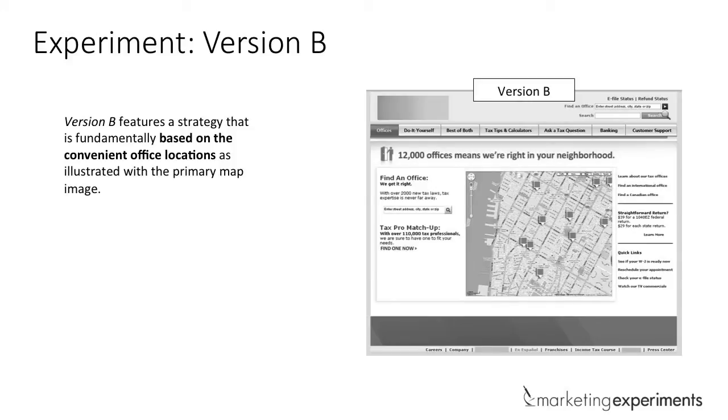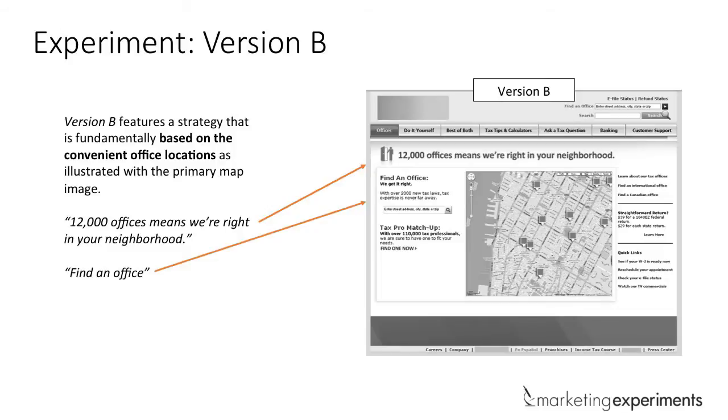Version B shifts the strategy completely from focusing on expertise to focusing on the convenience of office locations. Remember, we're trying to drive people from online to offline. So what's going to motivate them more? Is it going to be the expertise that draws them to us, or is it going to be the fact that we're close by, we're a convenient location? And you can see this page is fully dedicated. The most heavy image on this page is the locations of the offices near them.